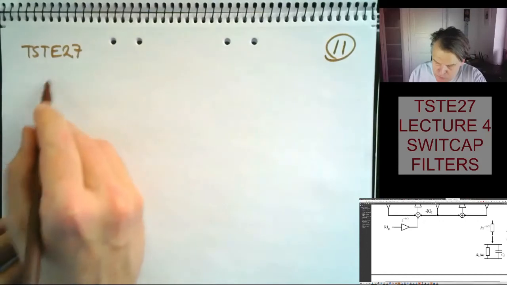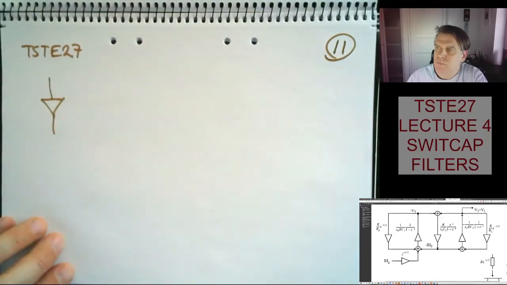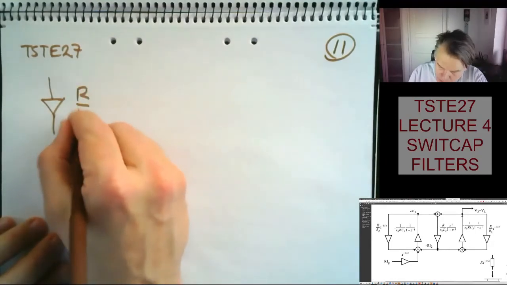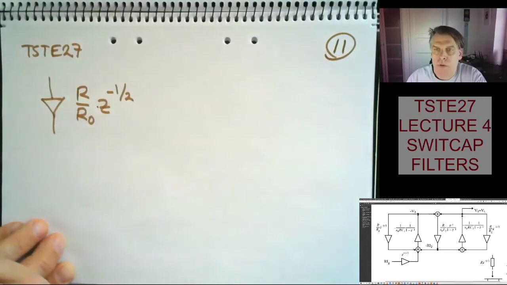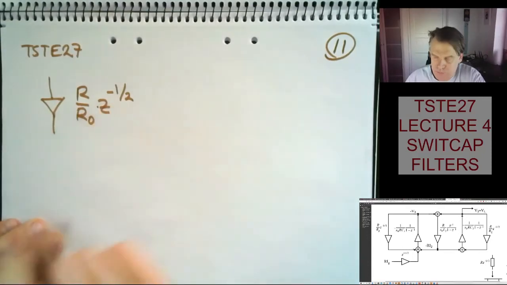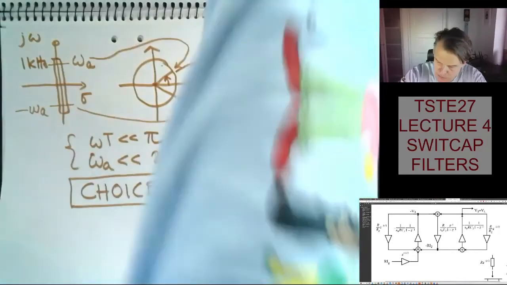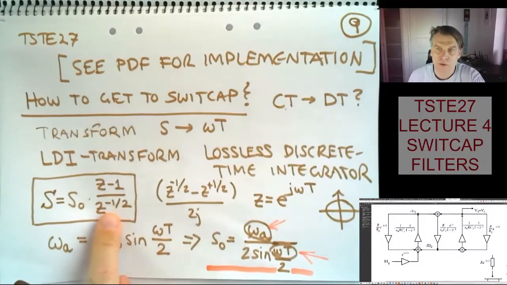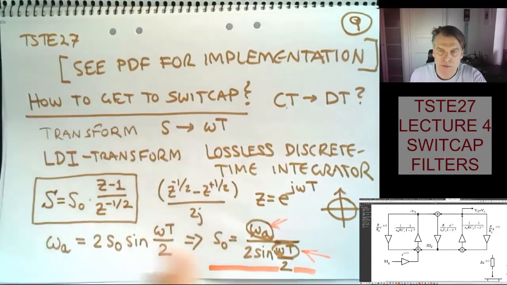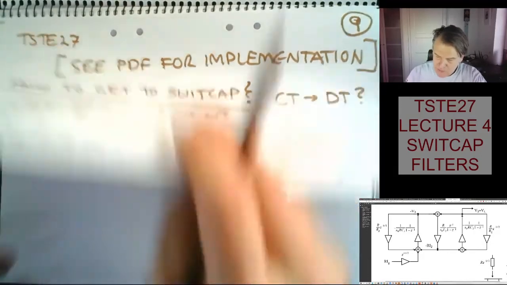Okay, so I pushed a half through my system, and then I have R divided by R naught times Z to the minus half. But then I know from the LDI transform that we had here, I do have Z to the minus half already in the denominator. So I can use this, or in fact, I can combine this and solve that equation.